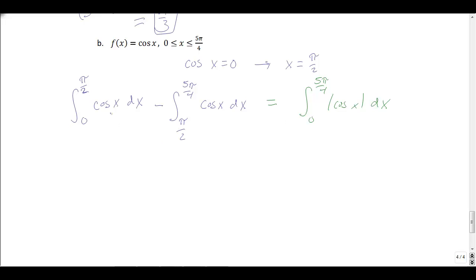So from 0 to pi over 2, cosine x is positive. You can just drop the absolute values. From pi over 2 to 5 pi over 4, cosine x is negative, so I have to do negative of the negative, gives me the positive version.